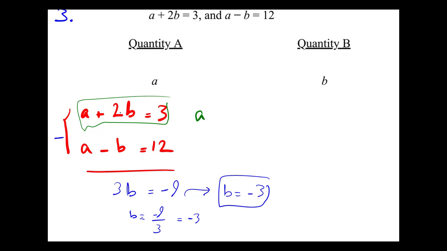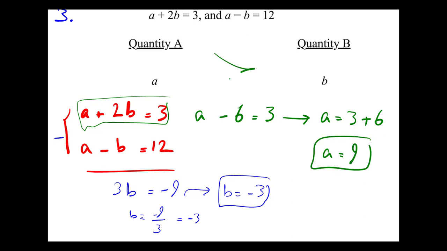a plus 2 times b: 2 times minus 3 is minus 6, equals 3. So the 6 goes to the other side: if it goes to the other side, it becomes plus 6. So a is 3 plus 6, which is 9. So we can easily say that quantity A is bigger. So our choice is A.